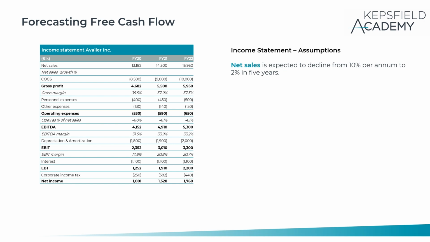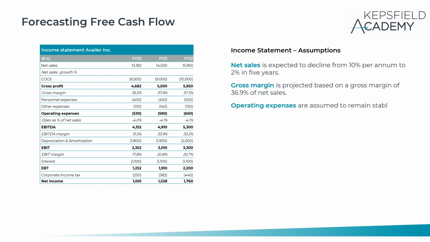The gross margin is expected to be 36.9%, in line with the average in the period 2020 to 2022. Operating expenses will remain stable at 4.1% of revenue, which is in line with the historical average. Depreciation is in line with capital expenditure as management expects to be able to support the projected net sales growth with the existing asset base. No amortization or impairments of intangibles is expected.